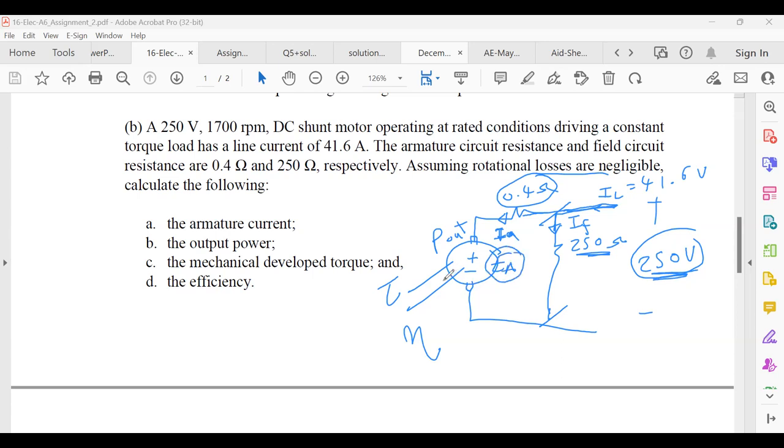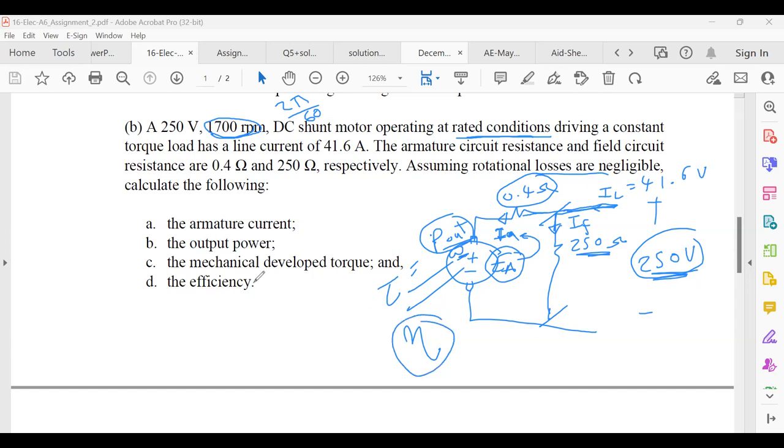Having the E multiplied by the current, you can get the output power. Output power, or the torque, equals the output power over the omega. How can I get the omega? It's the speed, because they said everything is at the rated conditions. So we can use this speed, but this is in RPM, so you multiply by 2 pi over 60 to get omega in radian per second.